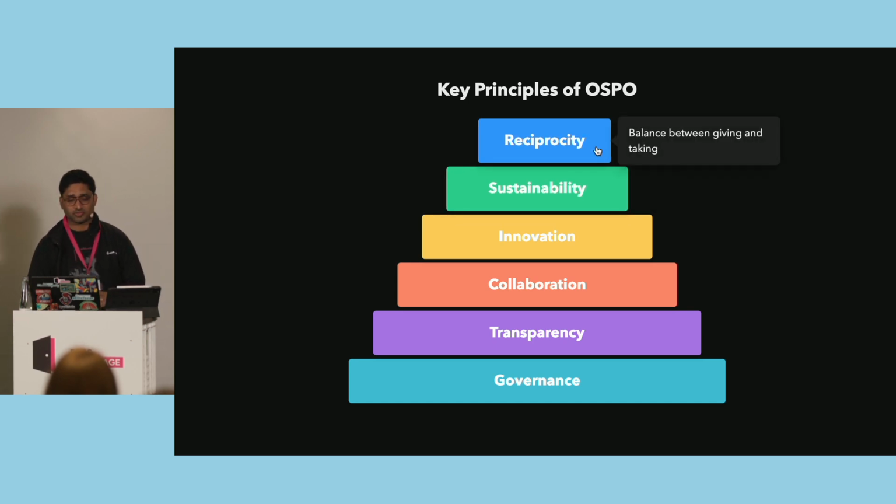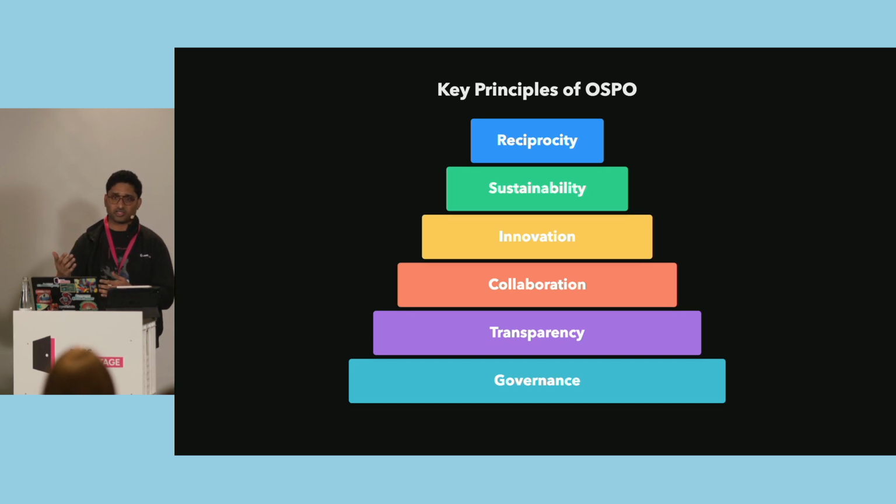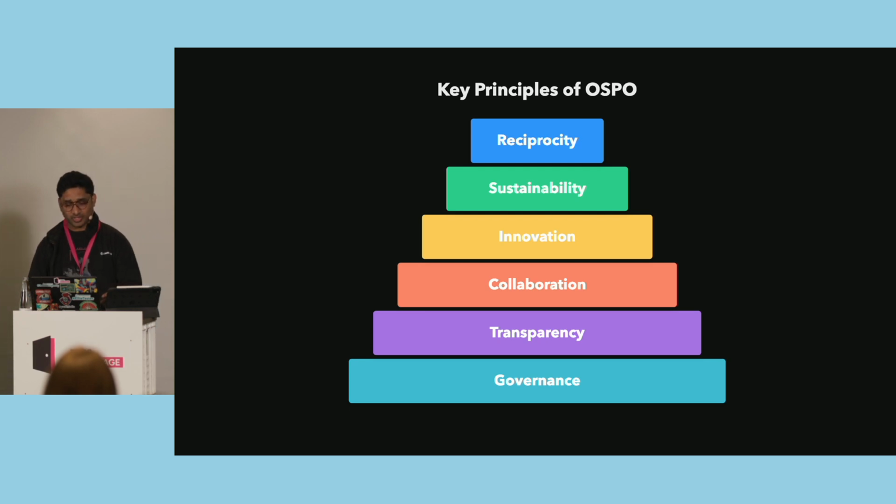And at the top of the pyramid resides reciprocity. Reciprocity is nothing but the OSPO must balance the contributions that are made by the company and the benefits that the company receives. The OSPO should balance both contributions made and contributions received. From this pyramid visualization, you can see that each principle sits on top of another but together they make a complete OSPO strategy. Each principle is also crucial for an organization to engage in the OSPO.